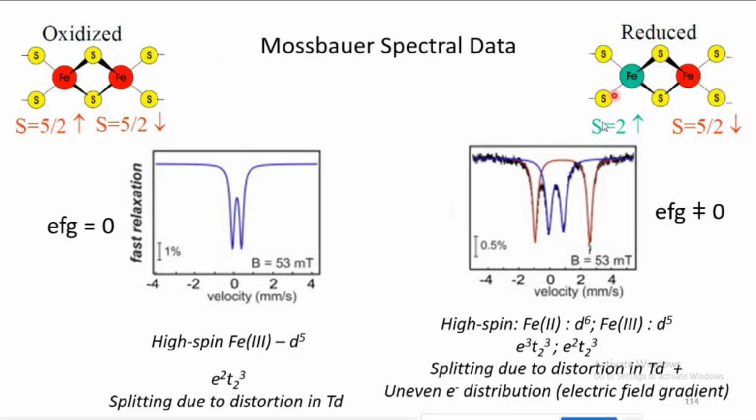Whereas in the reduced form, both iron centers have different oxidation states. In one case it has the +2 oxidation state, where the ligand field gradient is present. Here there is no electric field gradient, but the ligand field gradient is present. In this case, both ligand field as well as electric field gradient are present, due to which it has a well separated 2-line spectrum. A total of 4 lines are observed for the reduced form of ferredoxin, whereas only 2 lines are observed for the oxidized form due to the symmetric nature of the enzyme.